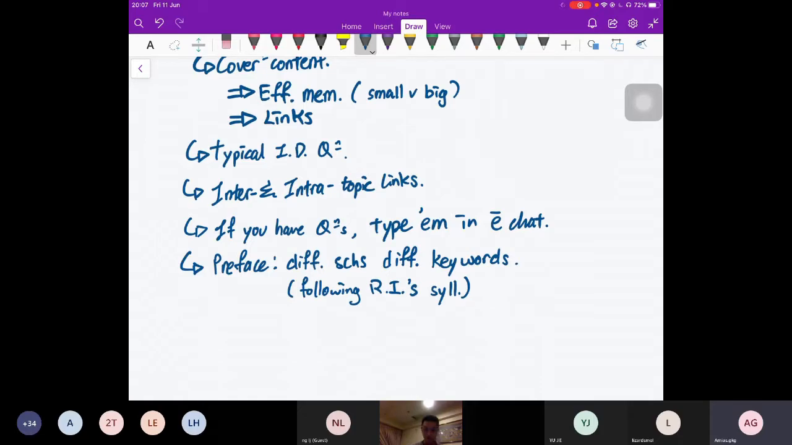And a preface for the whole lesson today is that different schools have different keywords and different terminologies that they use. So if anything here is foreign to you, you can stick to how your school teaches you. And if you have any questions as to what certain terms mean, you can just type them in the chat. Today we'll be following the RI syllabus because that was my syllabus.